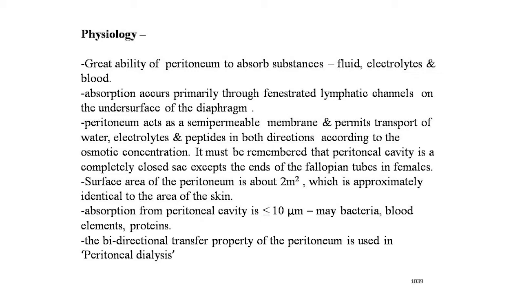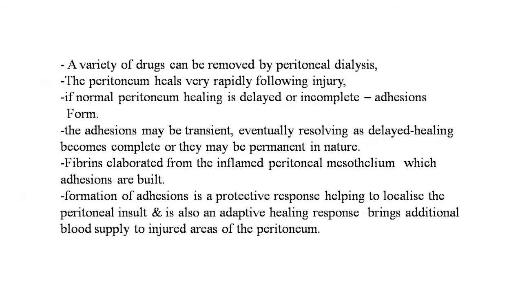The surface area of the peritoneum is about 2 square meters, which is approximately identical to the area of the skin. Absorption from the peritoneal cavity is less than or equal to 10 millimeters, and may include bacteria, blood elements and proteins. The bidirectional transfer property of the peritoneum is used in peritoneal dialysis. A variety of drugs can be removed by peritoneal dialysis. The peritoneum heals very rapidly following injury.